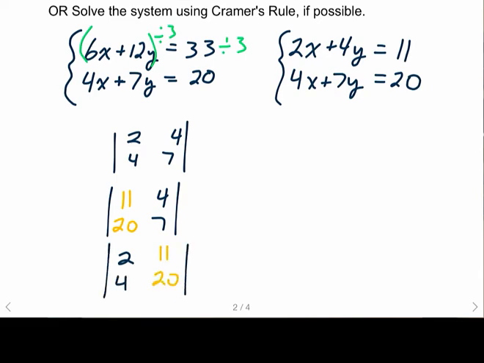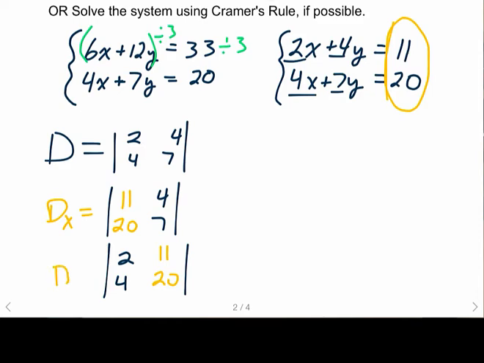Now, it would be kind of easy to get lost in all of this, so what we're going to do is we're going to label stuff. The determinant that we got from just using the coefficients of the variables, we're going to call D. The determinant that we got from replacing the x column with the constants, we're going to call Dx. And the determinant that we got from replacing the y column with the constants, we're going to call Dy.